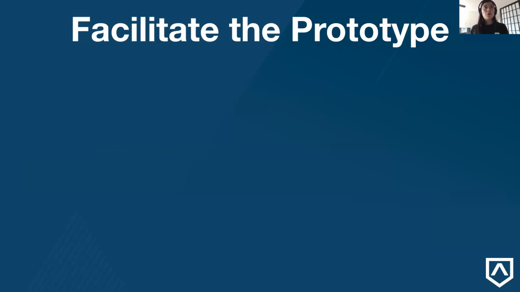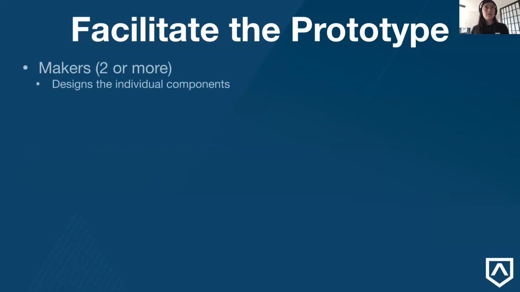The first role is going to be the maker. So the maker is going to be the person that's actually designing the individual components that will be used in the prototype. And typically we would have designers as this role when it comes to a design sprint.